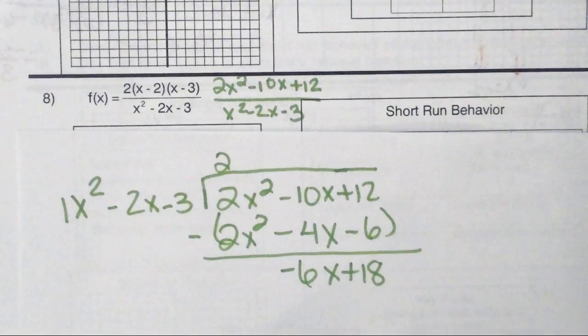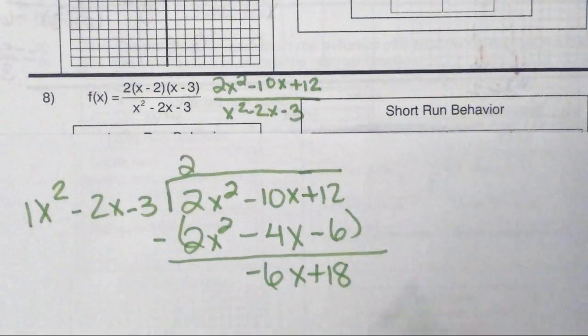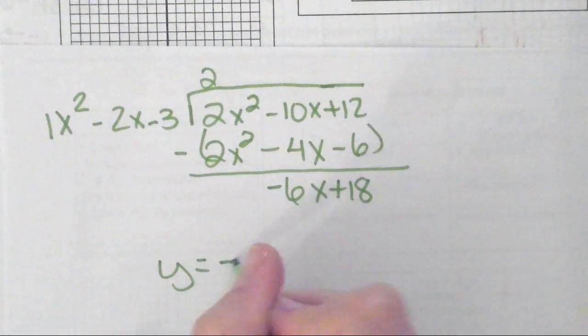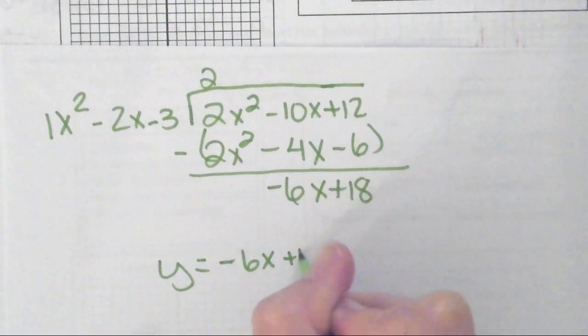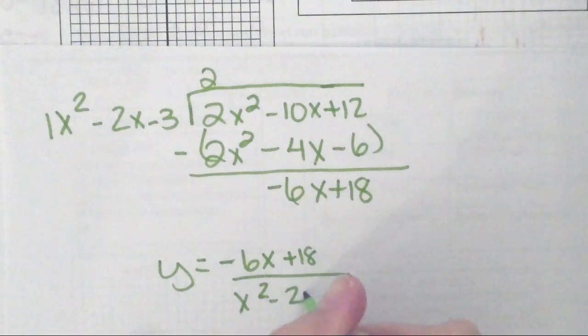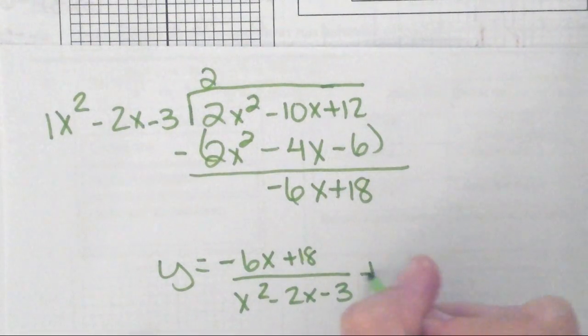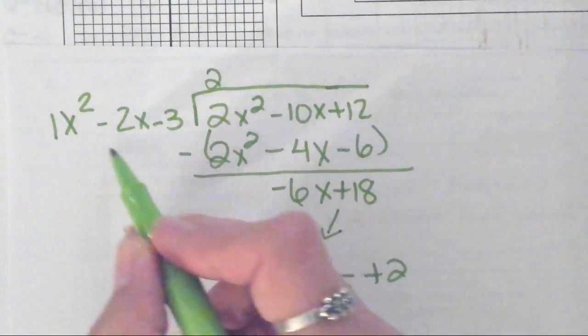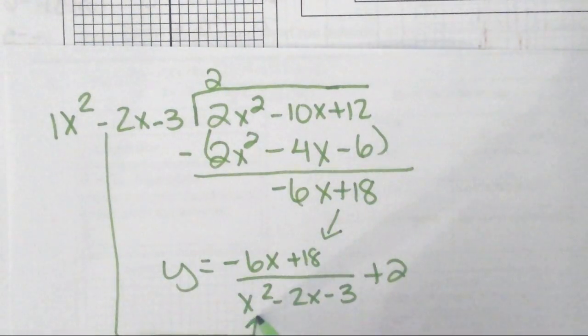Okay, now we have to write down what we just got. We write y equals negative 6x plus 18 over x squared minus 2x minus 3, plus 2. Remember, your remainder becomes your numerator. What you divided by becomes your denominator. That's what we did on Tuesday.